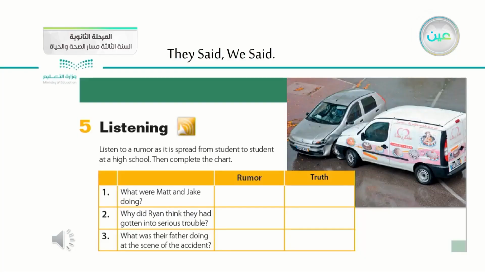We've gone through this lesson, where we listened to some conversations between Matt, Jake, and their friends. They thought that Matt and Jake went through an accident, and it appeared to be a rumor. We listened to this together. We worked on every part in this chart. We answered the rumors. We got the truth. Then at the end of the lesson, we learned how to look for specific information in every listening material that we have.